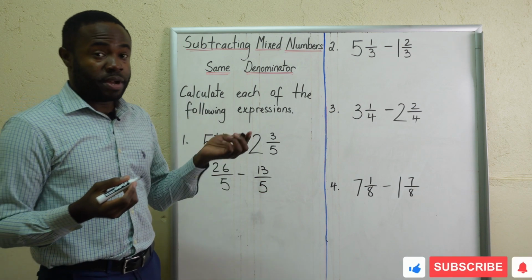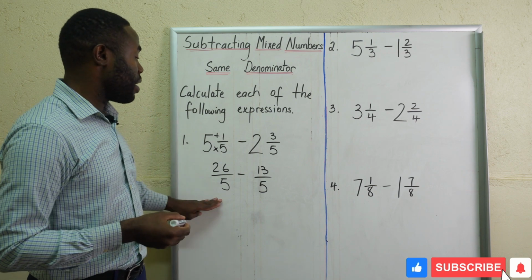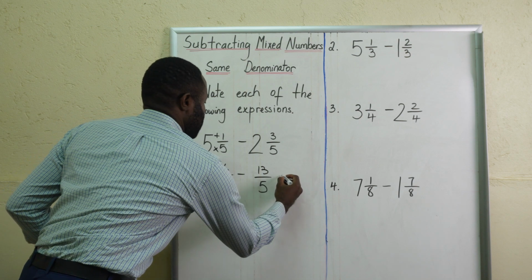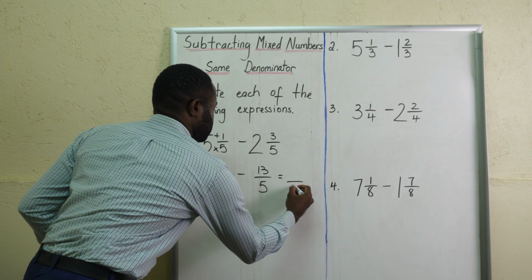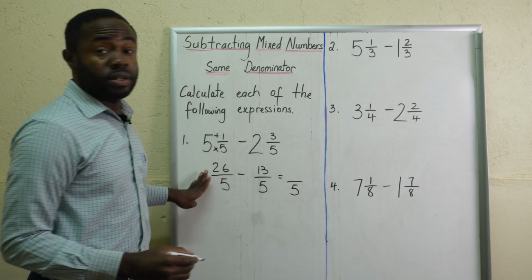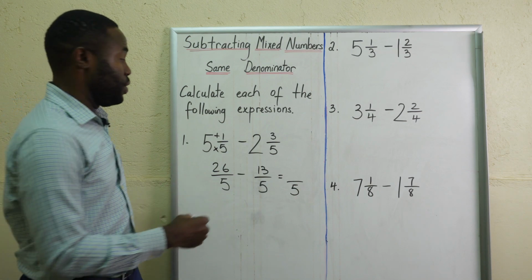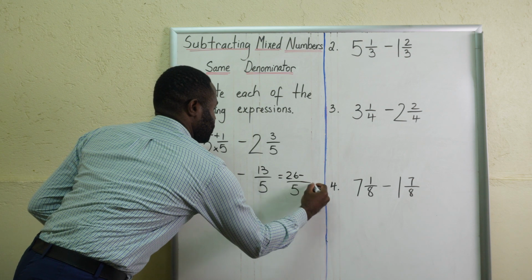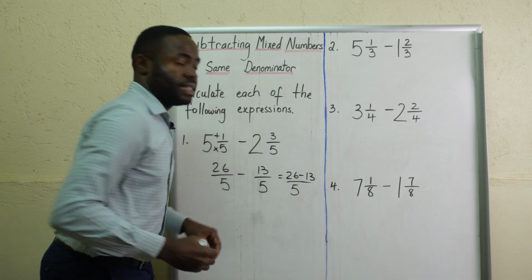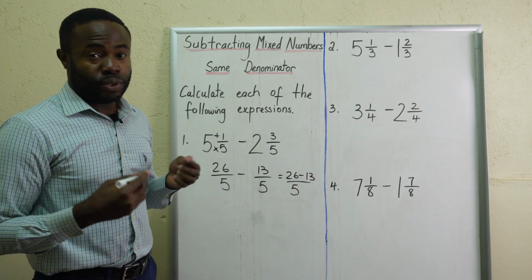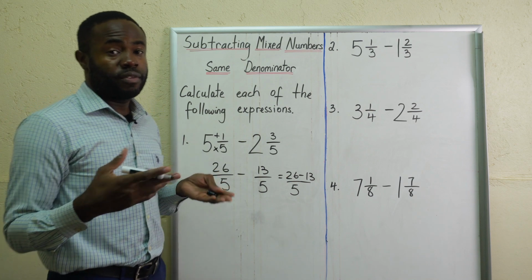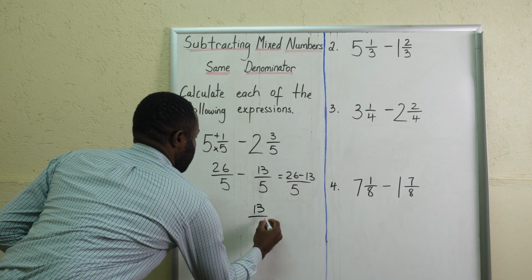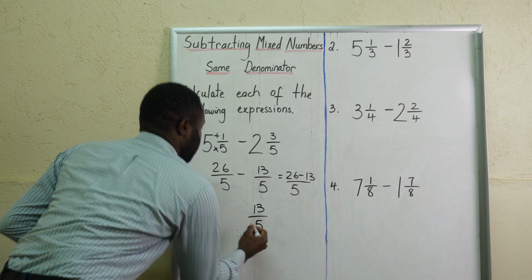As you know from my previous videos, whenever you have a common denominator, what you simply do is write it back, and then just subtract your numerators. So it's going to be 26 minus 13. All right, so 26 minus 13, that will give us back 13. And then we put back our denominator of 5.